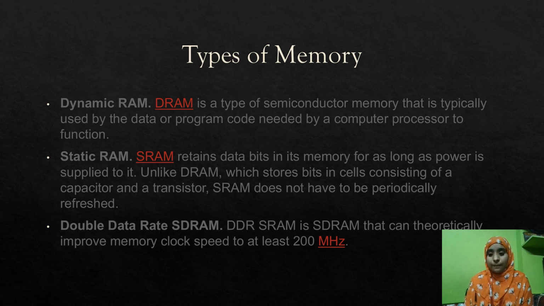Static memory, SRAM, static random access memory, retains data bits in memory for as long as power is supplied to it. Unlike DRAM, which stores bits in cells consisting of a capacitor and a transistor, SRAM does not have to be periodically refreshed. Double data rate SDRAM, DDR SDRAM, can theoretically improve memory clock speed to at least 200 MHz.